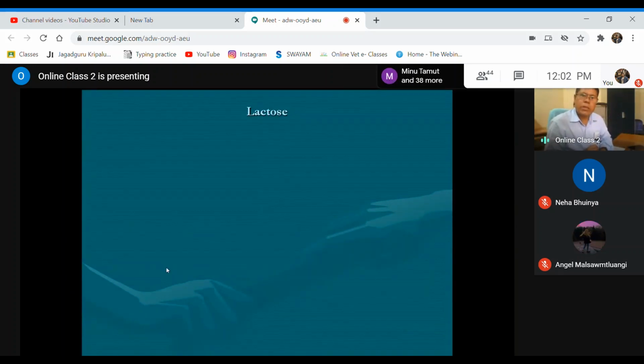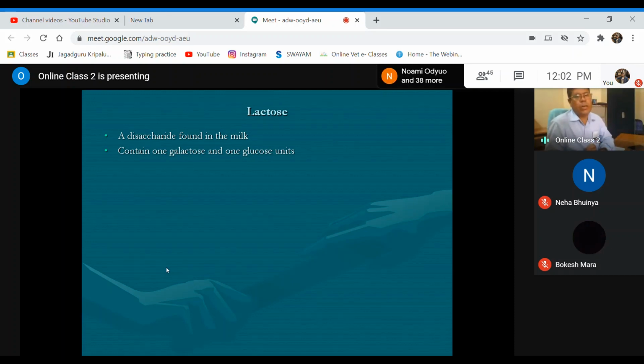Next is the lactose. Lactose is also a disaccharide found in milk. So it is the milk sugar, and it contains 1 galactose and 1 glucose residue. If you hydrolyze the lactose molecule, you will get a galactose residue and a glucose residue.